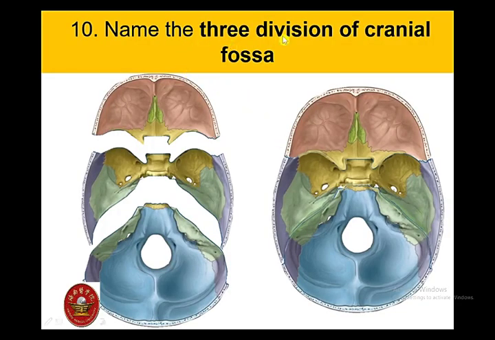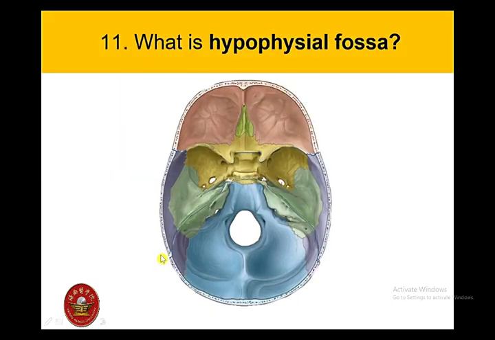Next question, name the 3 divisions of the cranial fossa. Cranial fossa we can divide into 3 parts: anterior, middle, and posterior cranial fossa. Next question is the hypophysial fossa. Hypophysial fossa is actually the depression on the body of the sphenoid in the middle, where the pituitary gland is staying.